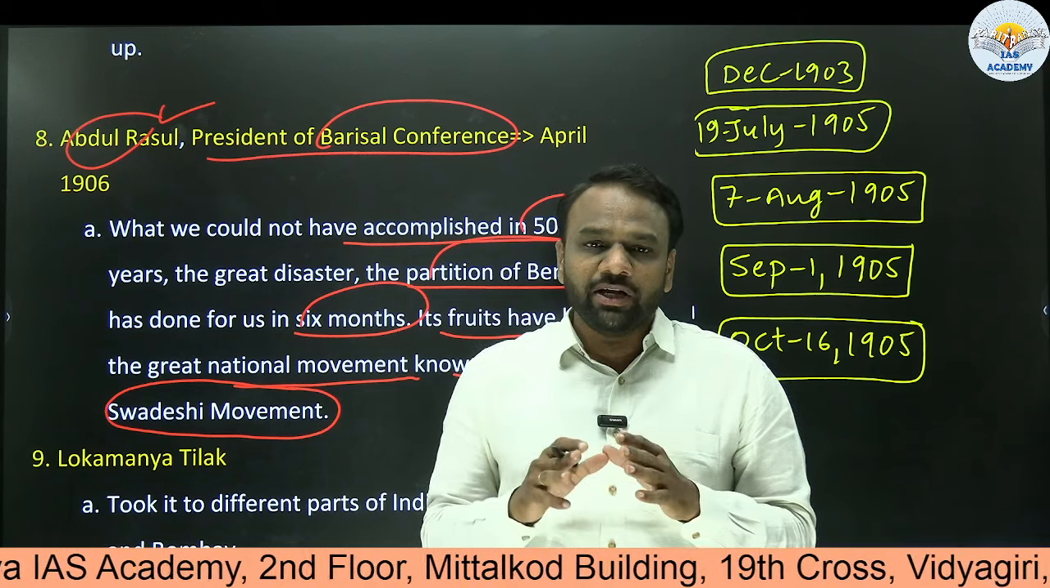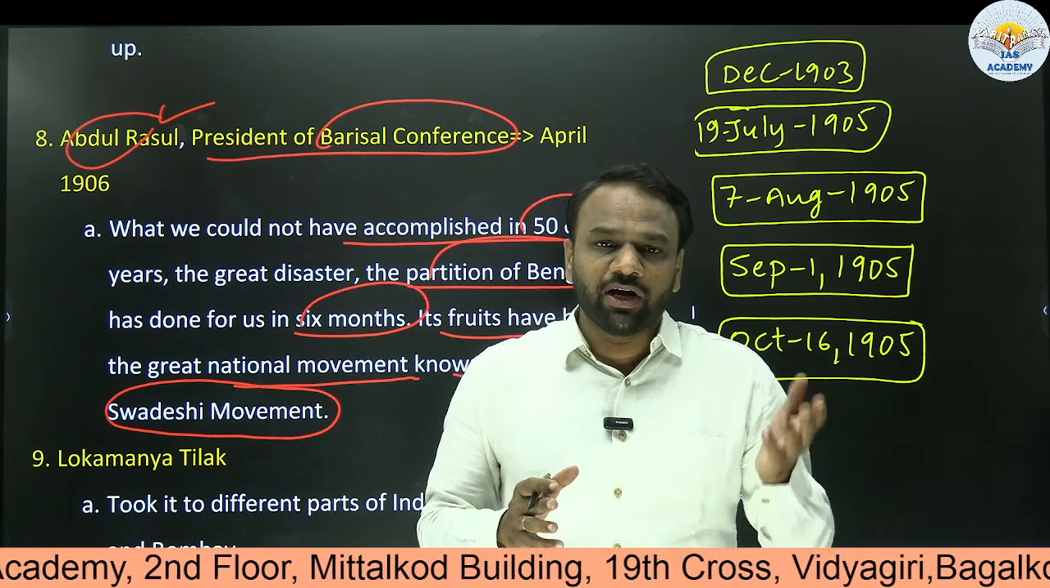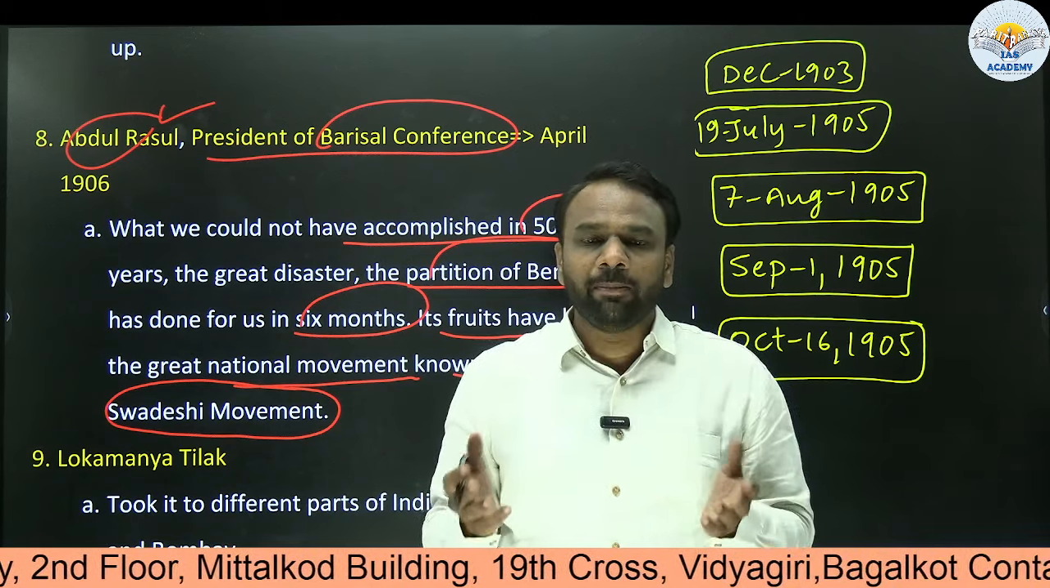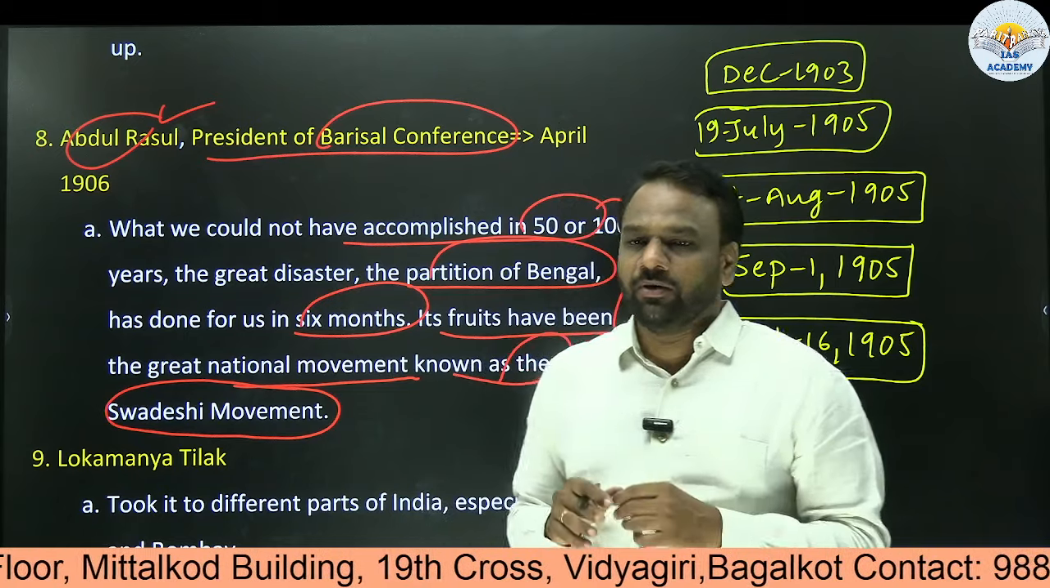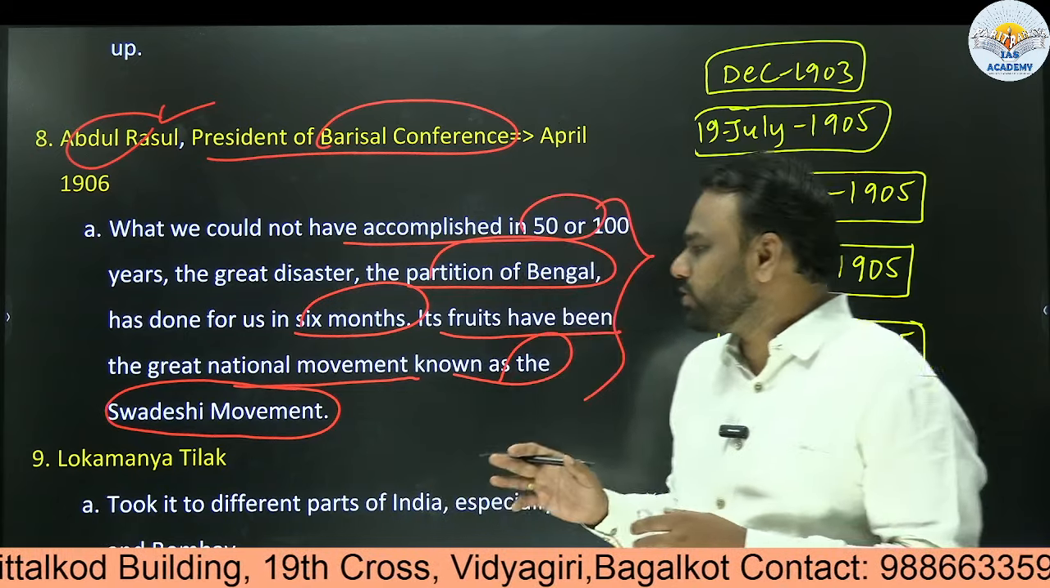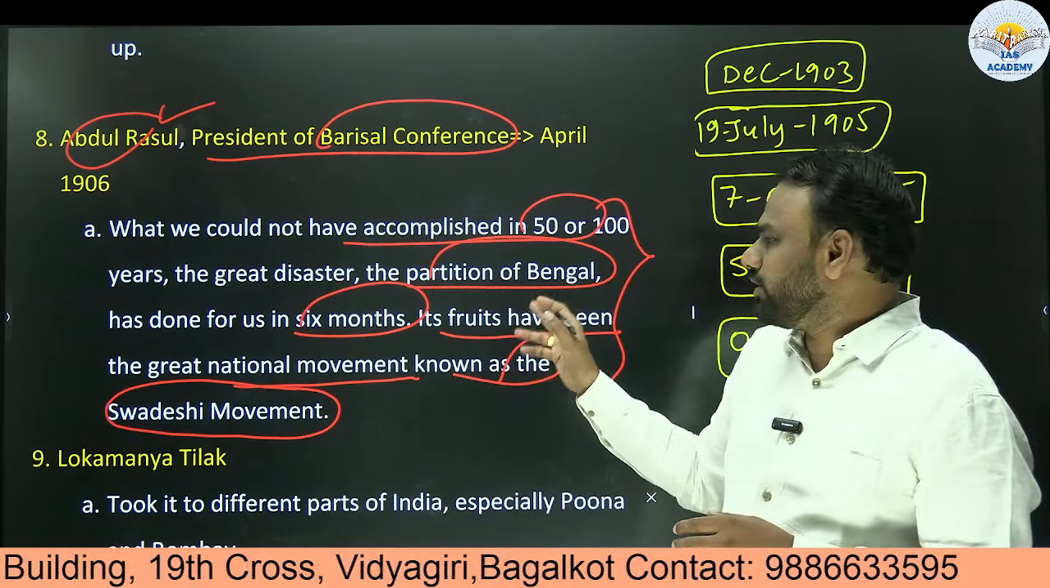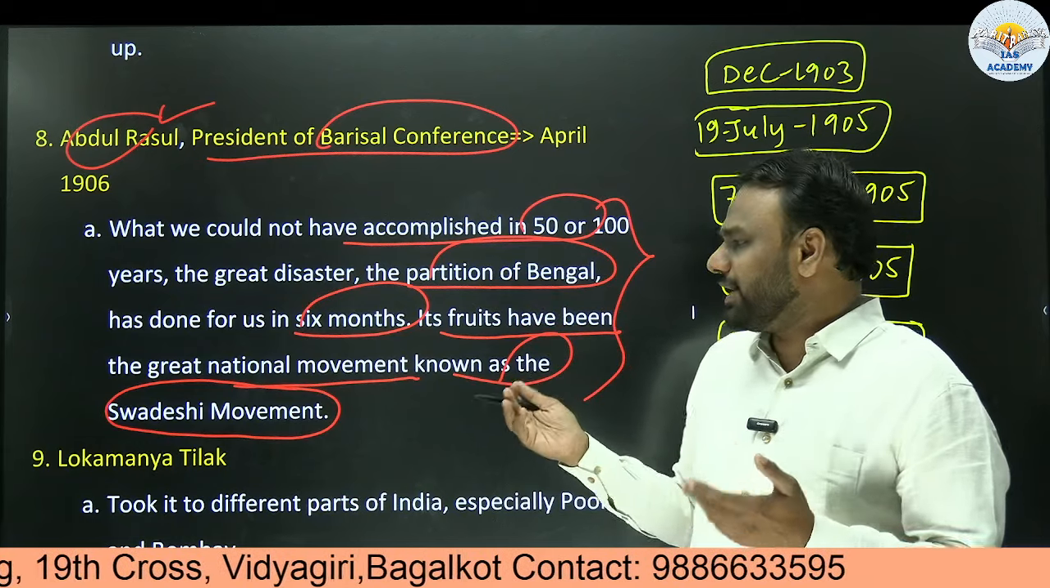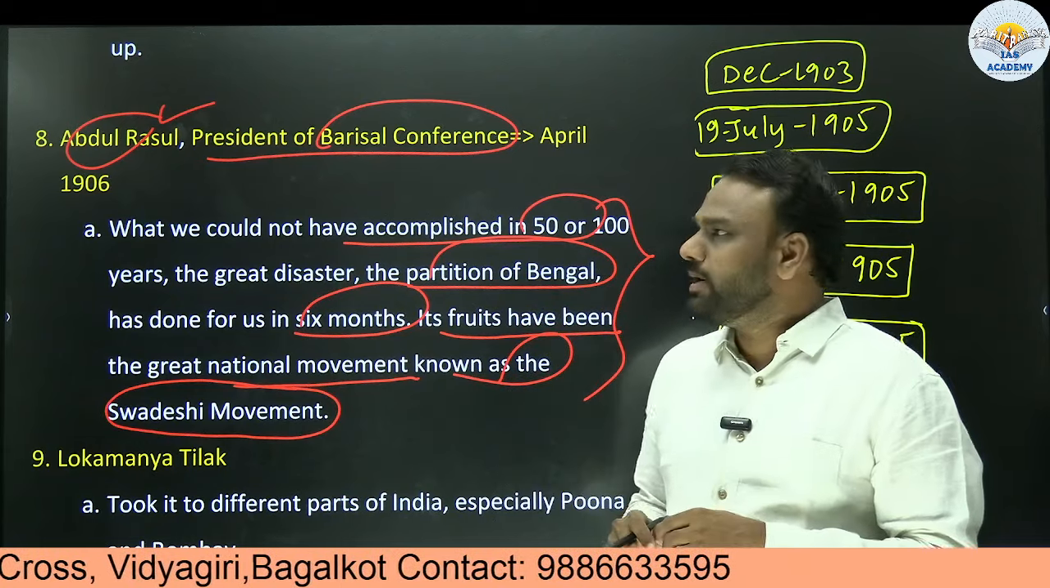So this unity, which was not possible in the past 50 to 100 years, was possible only because of the partitioning of Bengal. The fruits of the partitioning of Bengal are what? The great national movement in the form of the Swadeshi movement.